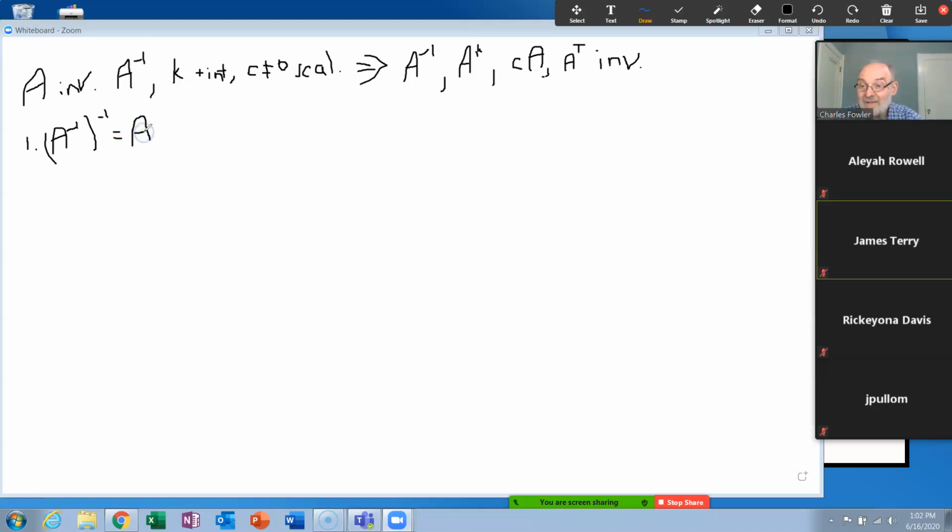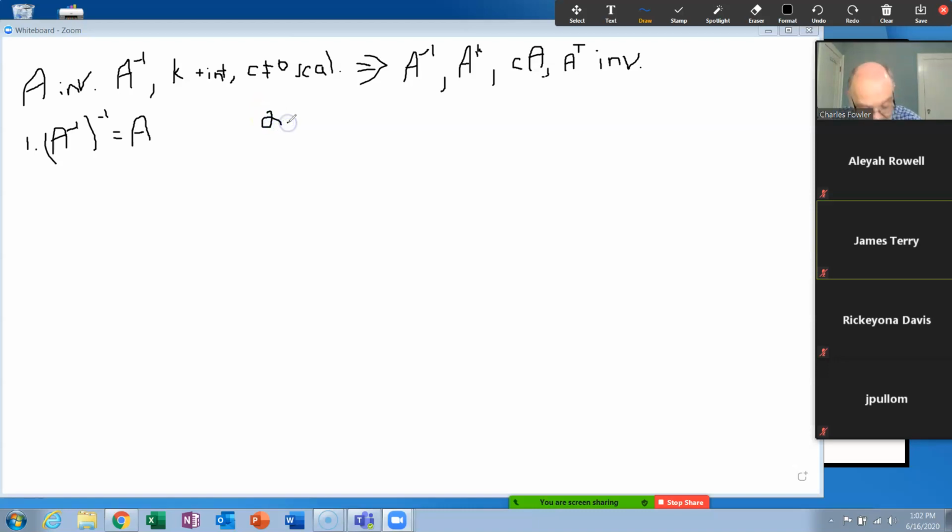If you invert an inverse, you get the same matrix you started with. Start with matrix A, take its inverse, you get A inverse. Then take A inverse's inverse, you go back to getting A. Okay? So there's the first one: the inverse of A inverse is A. Here's the second one.